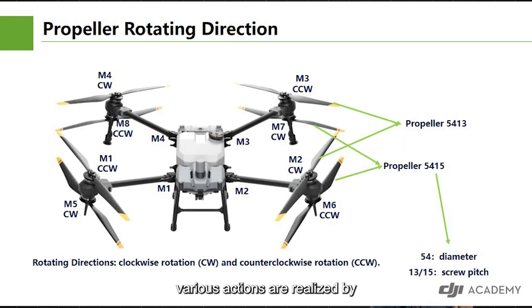Various actions are realized by changing the speed of each motor for the multi-rotor drone. For example, if the motor speed on the left is higher and the right is lower, the aircraft will fly towards the right. Generally speaking, half of the propellers of each drone rotate counterclockwise, and the other half rotate clockwise.